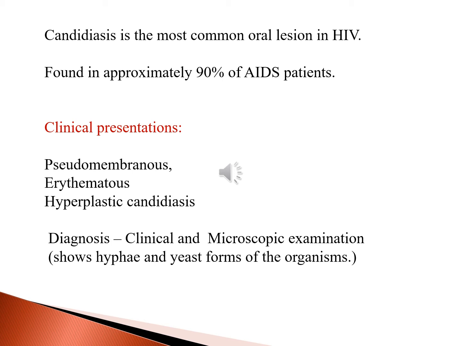Approximately 90% of AIDS patients will have candidal infections. And clinically, the candidal infection may present in many forms. For example, it can be a pseudomembranous form, erythematous form, or a hyperplastic form, and it is diagnosed by clinical and microscopic examination. Kindly refer to the oral medicine book for the details of candidiasis.